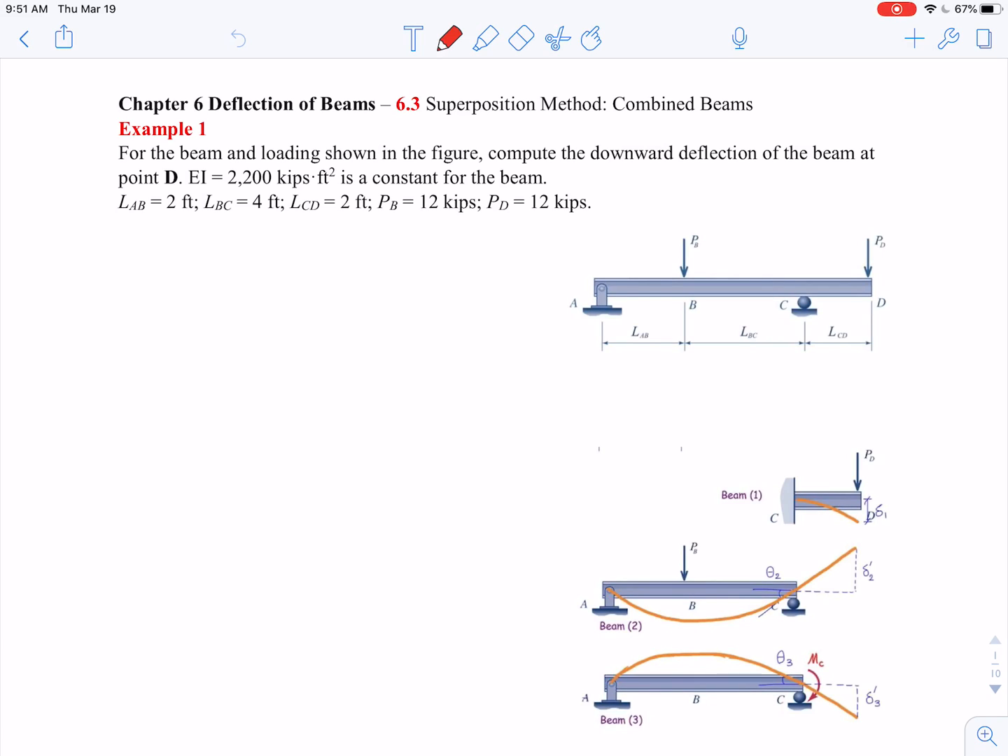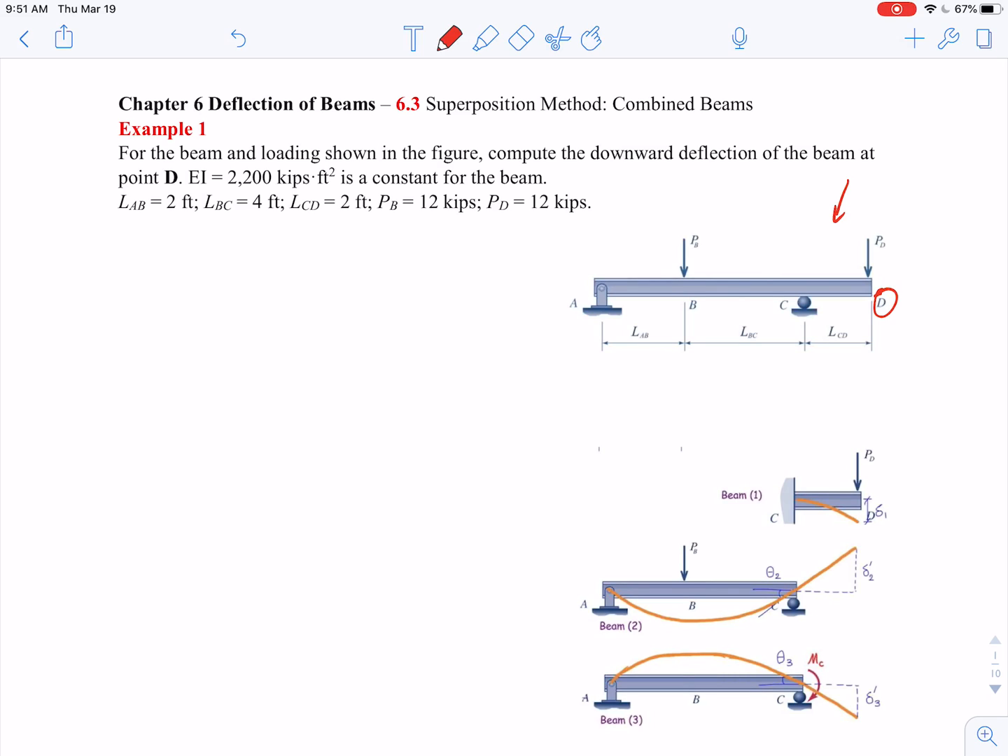Okay, now let's look at example 1. This is exactly the same as what we just analyzed. We just give some numbers so we can do calculations. So for the beam and loading shown in this figure, we compute the downward deflection of the beam at point D, this free end.